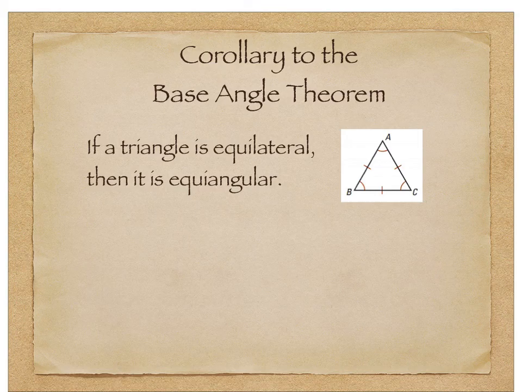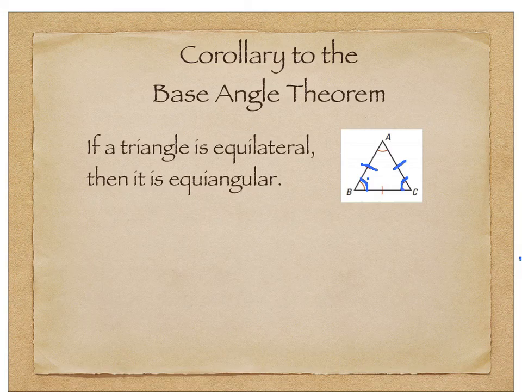I think you can see that if we use B and C being the base angles, because remember, if we say this triangle is equilateral, we have all three sides. But let's take those two sides. Then we know that those two angles have to be congruent.